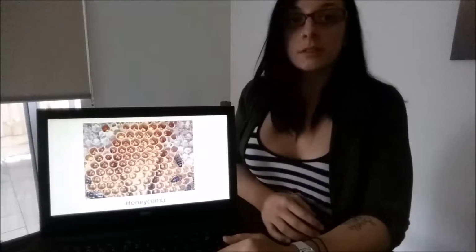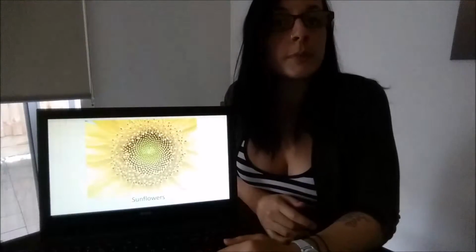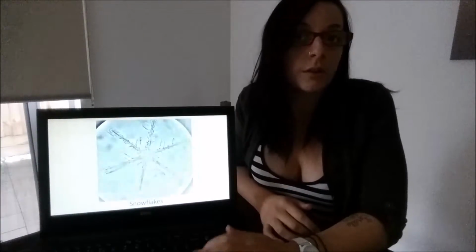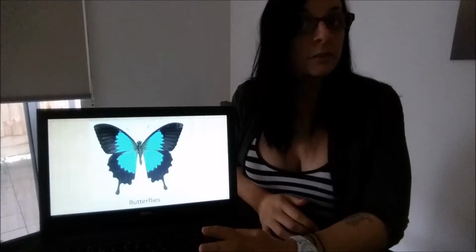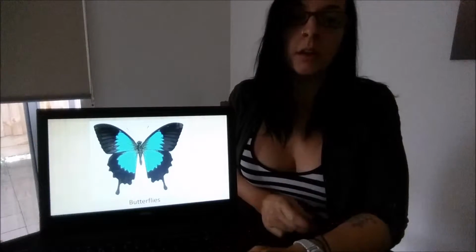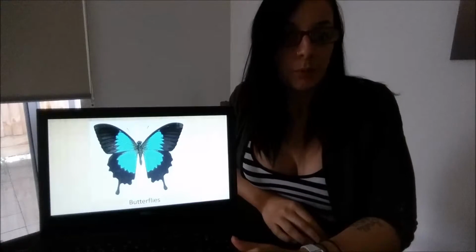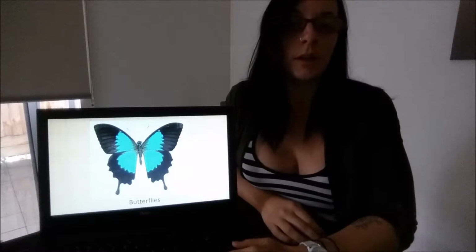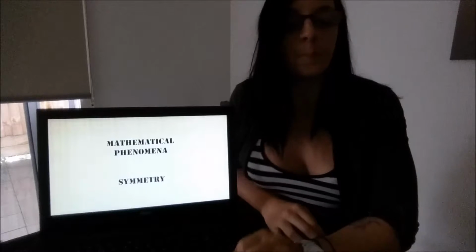Take a look at these images. Honeycomb, sunflowers, peacocks, snowflakes and butterflies. What do all of these images have in common? They are all perfect examples of the mathematical phenomenon that is reflective symmetry.